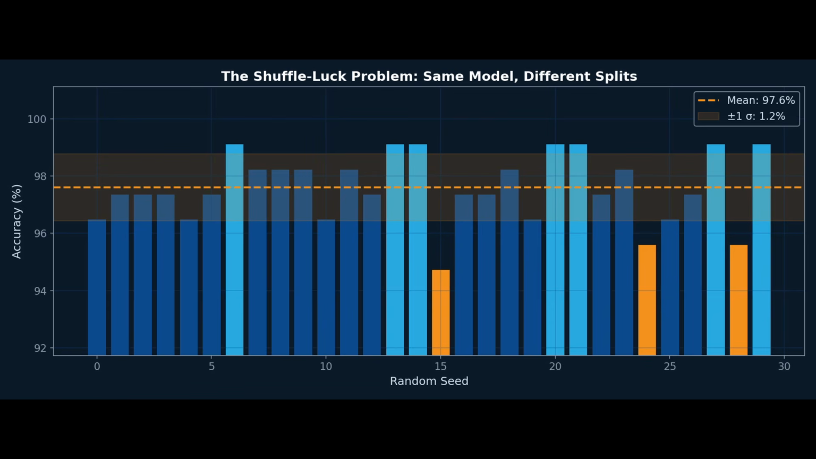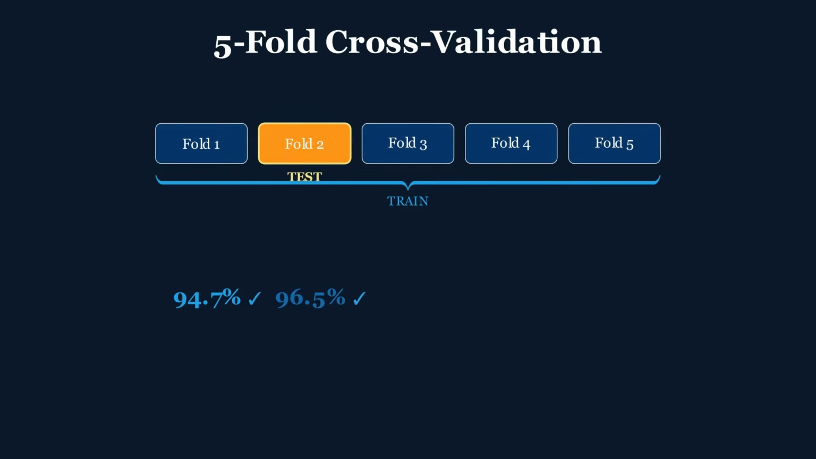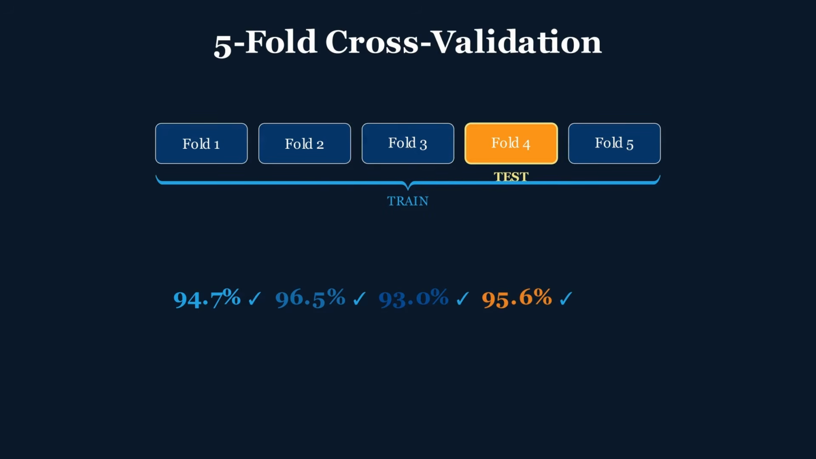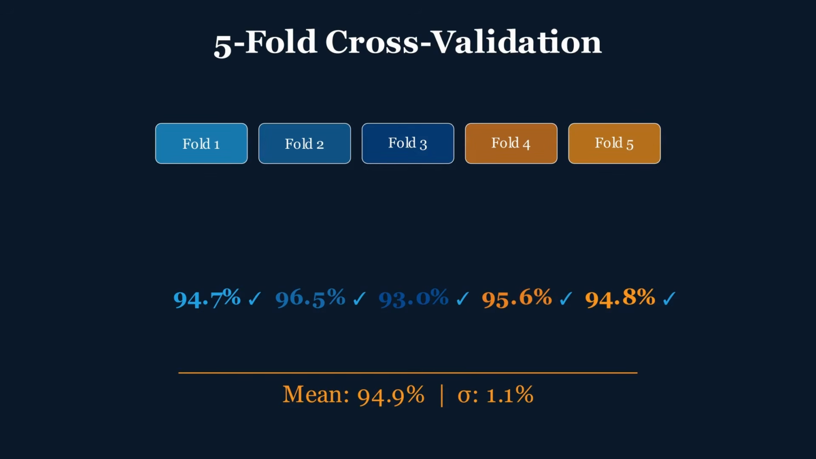K-fold cross-validation. Instead of splitting once and praying, we split the data into k equal parts, let's say 5. Then we run 5 experiments. In the first round, fold 1 is the test set and fold 2 through 5 are training data. In the second round, fold 2 becomes the test set, and so on, until every single row in your dataset has been used as unseen test data exactly once. Sigma equals 1.1%.